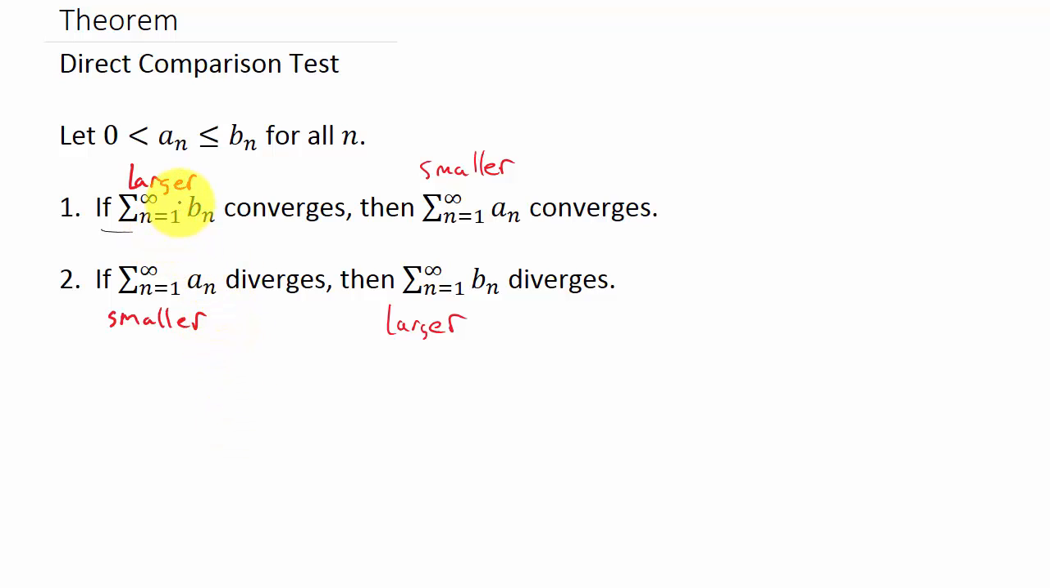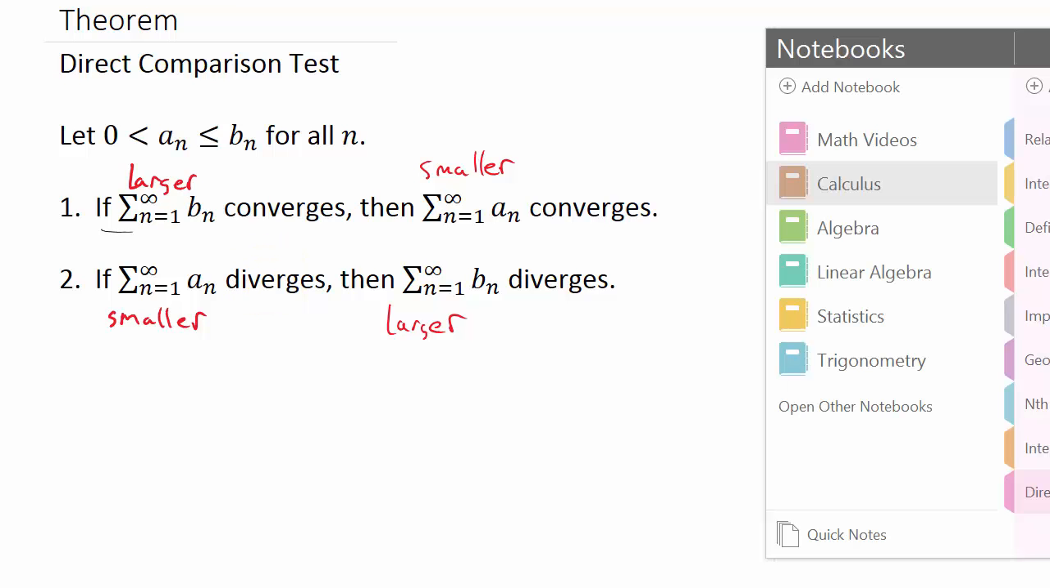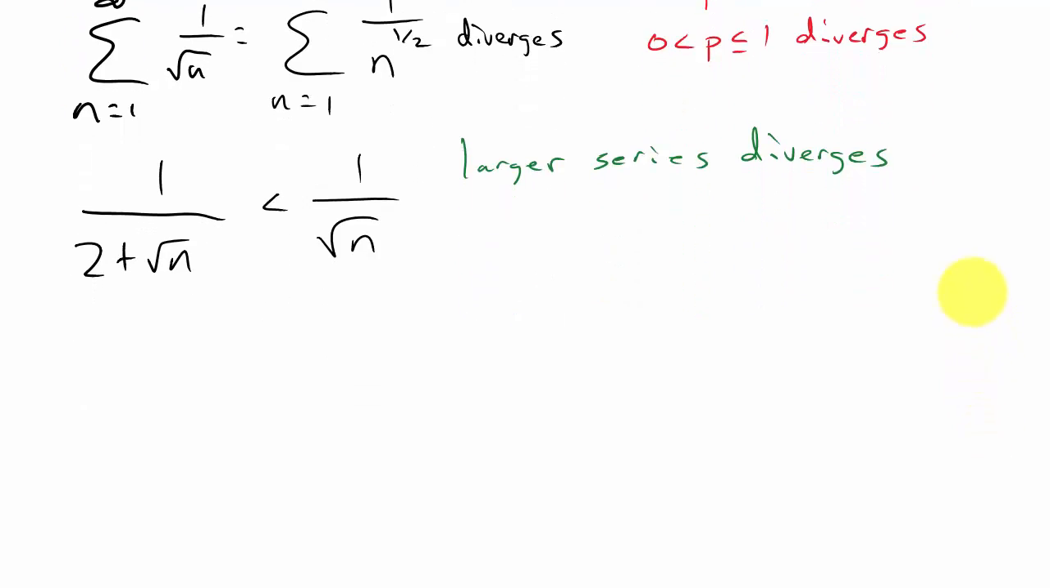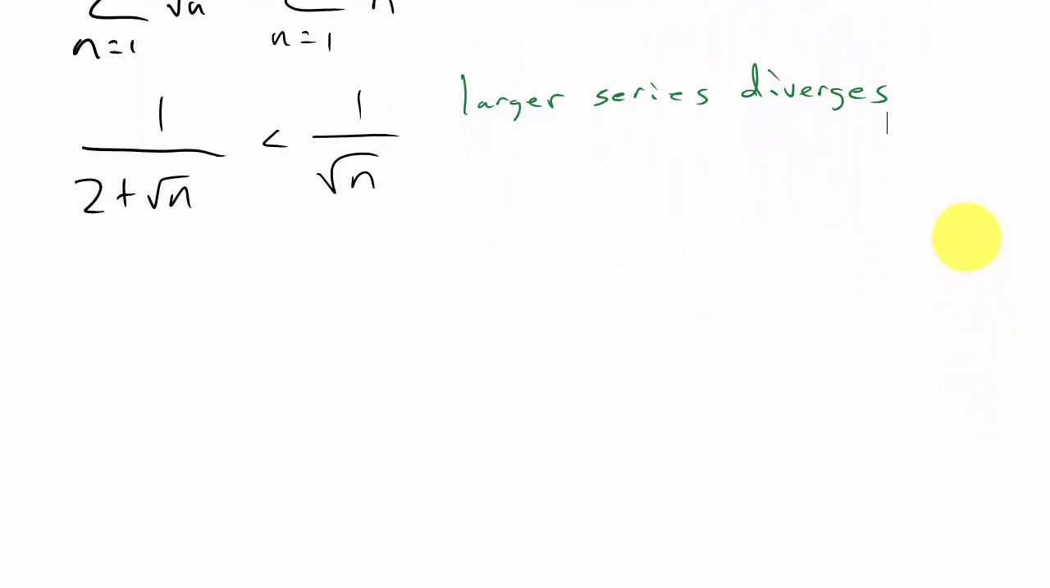So let's come over here and look at this again. This only says if the larger series converges, then the smaller series converges. And this says if the smaller series diverges, then the larger series diverges. But all we've shown is that the larger series diverges. So that doesn't meet the requirements of the direct comparison test. So what we can do is let's try comparing it to another series.